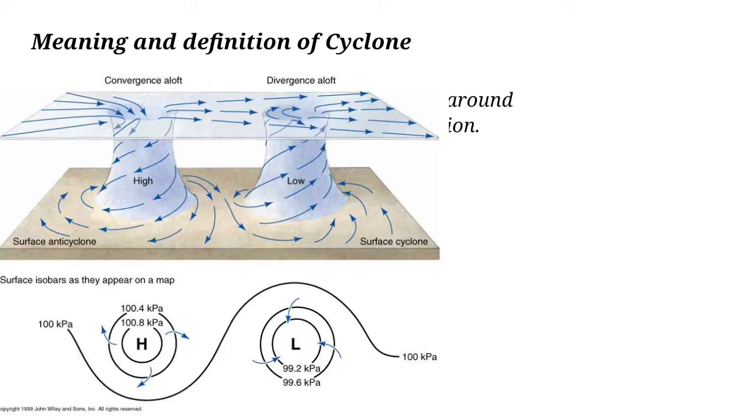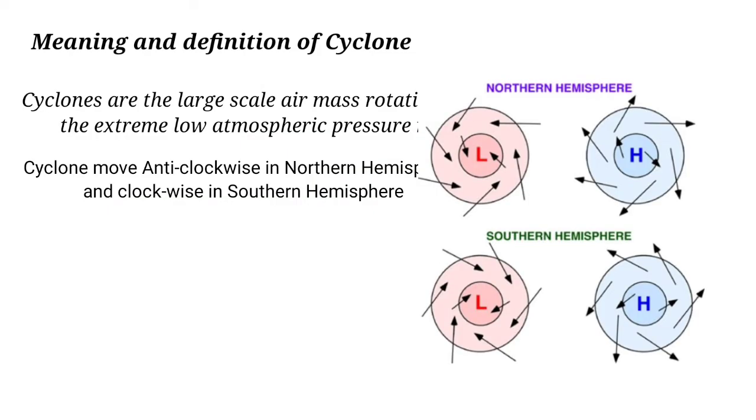Now what are cyclones? Cyclones are large scale air masses rotating around extreme low pressure areas or regions, right? So there is a low pressure in the center, so the air will move from the high pressure to the low pressure center, right? If there is a huge pressure difference, then cyclones are generally developed. Cyclones move anti-clockwise in the northern hemisphere and clockwise in the southern hemisphere. So this is the rotatory motion of cyclone.